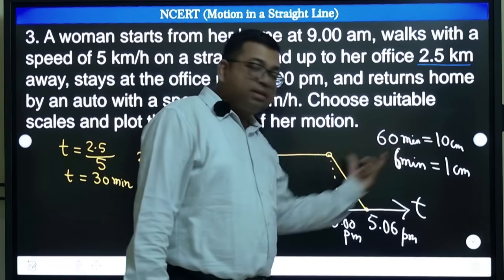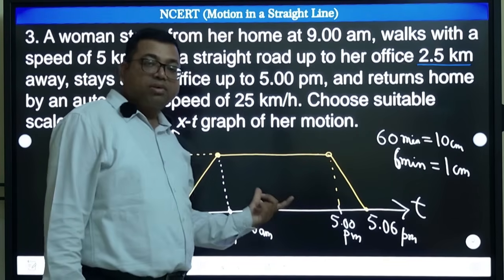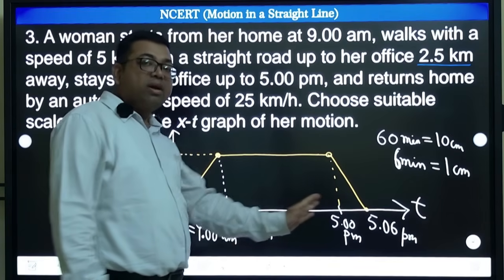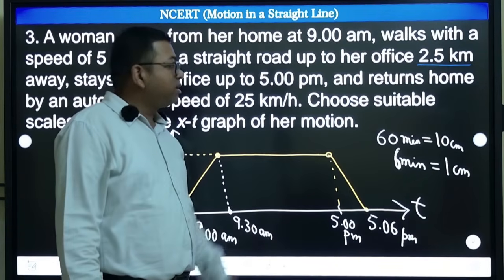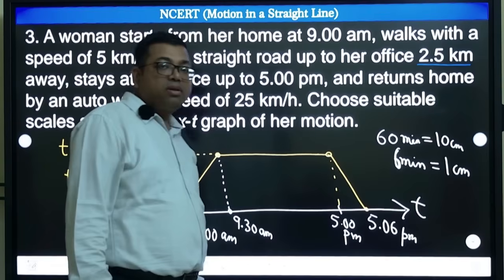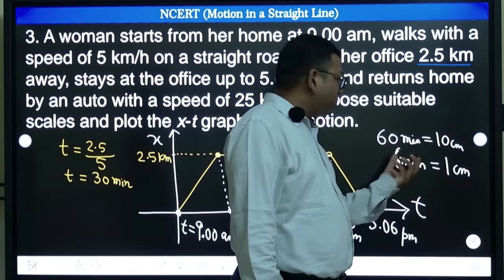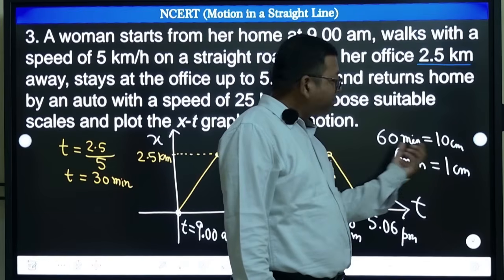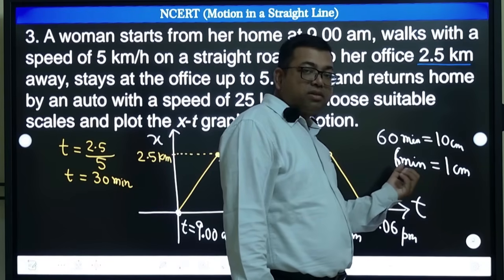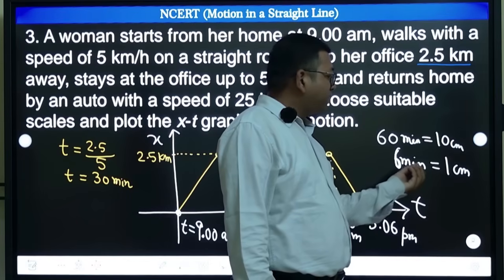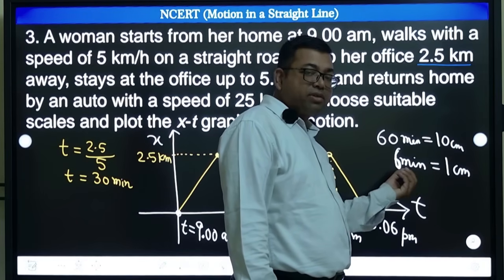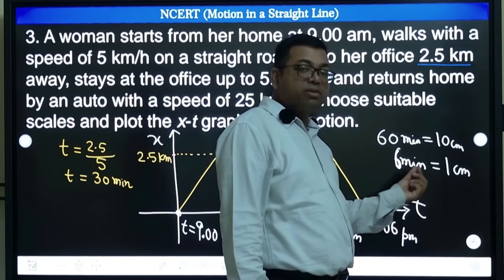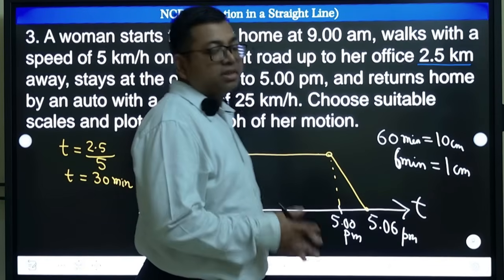That means 10 divisions you can represent 1 hour, but there are many hours, so the gap may be larger. So you can choose still a smaller thing. It depends on you, right? So you can choose even 0.5 centimeter as 6 minutes, or whatever the division suggests, because if it is millimeter you may choose millimeter also. So take a graph sheet and try to plot it.